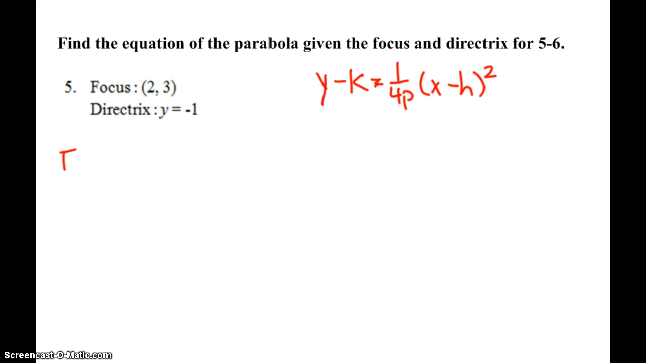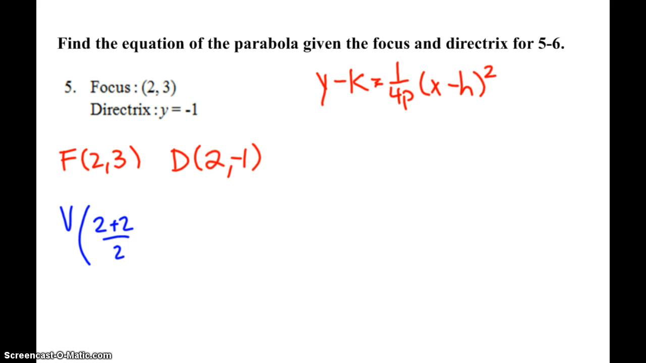Okay, so if the focus is at 2, 3, then we need a point on the directrix so we can find the midpoint, which is the vertex. Look at the directrix. It says y equals -1. So I want to put this for my y value, -1. We take the x value from the focus. Now we can find the midpoint. So the vertex would be the midpoint of these two. And you will get 2, 1.